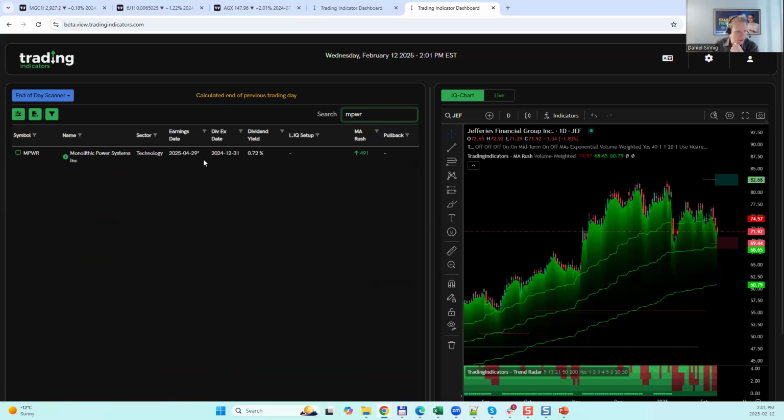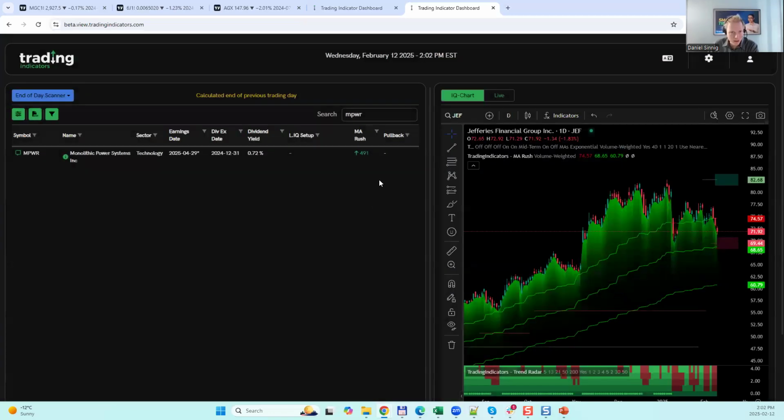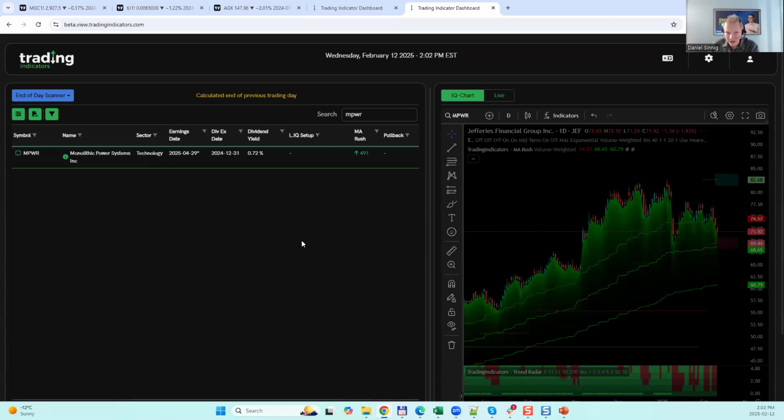So MPWR, it's Monolithic Power Systems, a stock in the technology sector. If I'm not sure what it is, I can put up a little description here. I'm not going to read through it. But what's perhaps most important is I can see right off the bat, hey, this stock has been in an uptrend for 491 trading days. That's shown here in this column. And once we click on it, you probably can see the same thing.